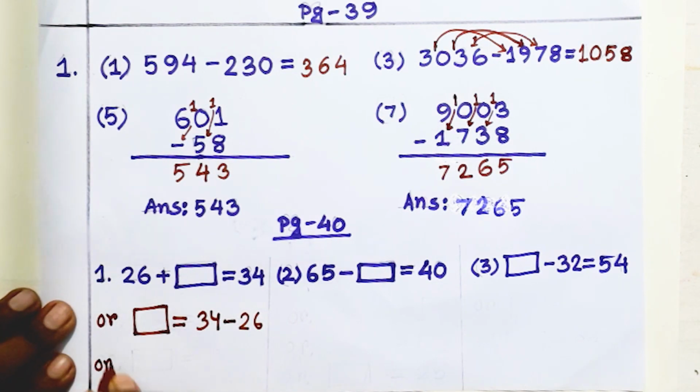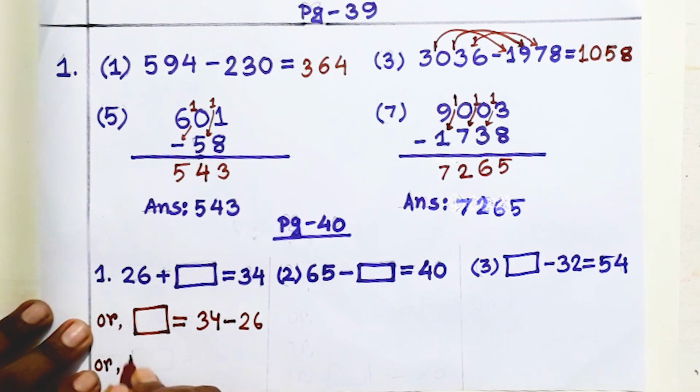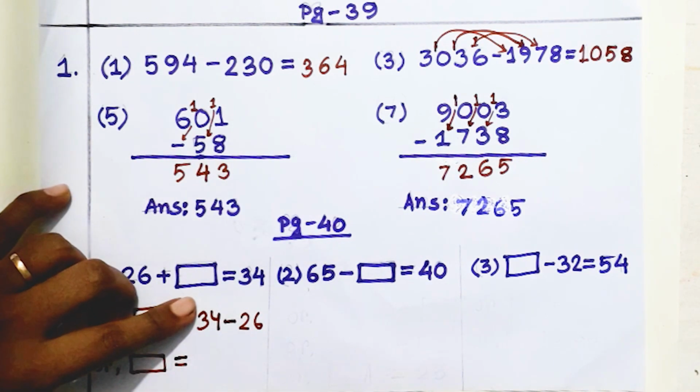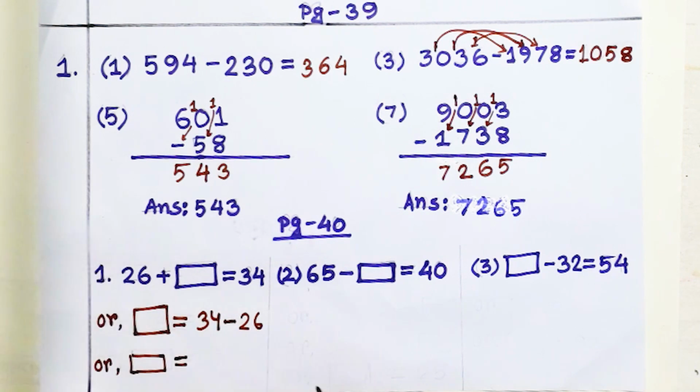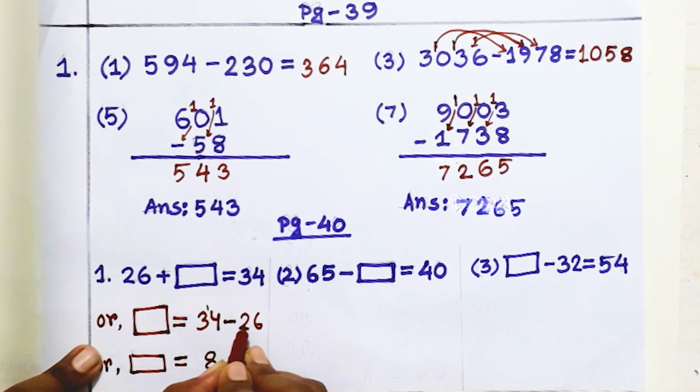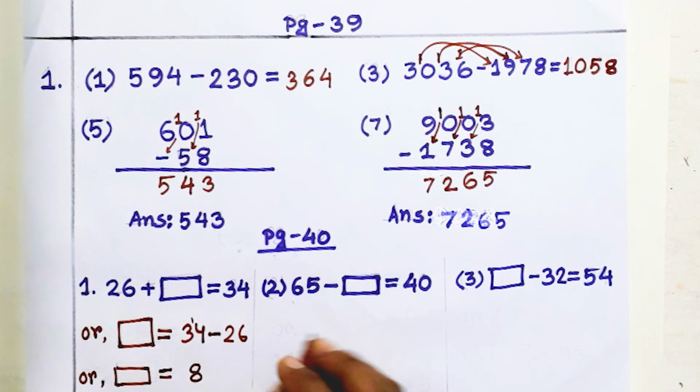Again write here "or", draw here the box, and here is subtraction. 14 subtracted 6 is equal to 8, and here is 1, this one goes to here, it will make 3. 3 subtracted 3 is equal to 0. So the answer will be 8.